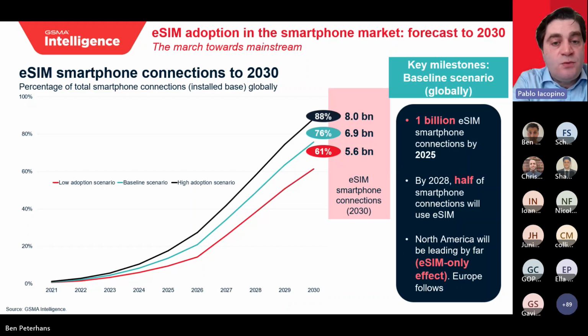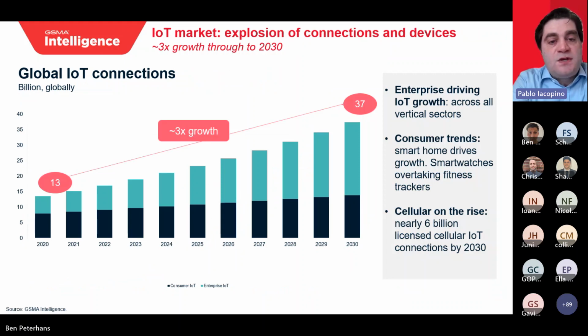North America will lead the way, followed by Europe, and we forecast that by 2030, there will be 7 billion eSIM smartphone connections globally in our base case scenario. Next slide, please. So we have been talking about consumer markets. Let's talk about IoT and enterprise.